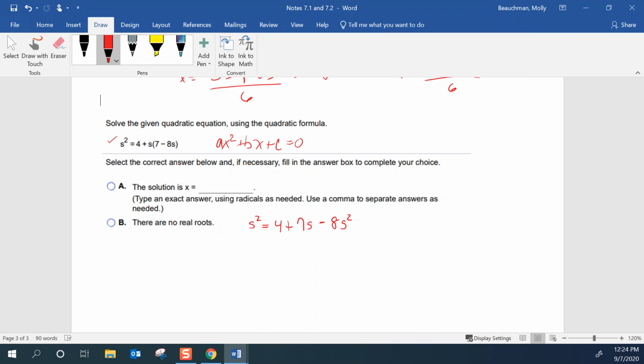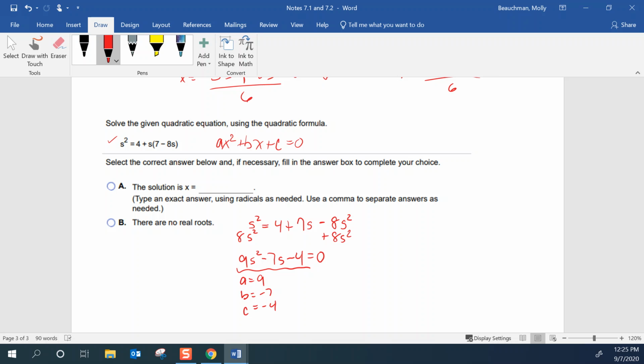I want to make sure I get everything on one side, so I'm going to add 8s squared. I get 8 plus 1 is 9s squared. And these two terms I'm going to take to the other side. Minus 7s minus 4 is equal to 0. So this is just to make sure you get it in the right form, make sure it's a quadratic. Then we can use our quadratic formula, where a is 9, b is negative 7, and c is negative 4.